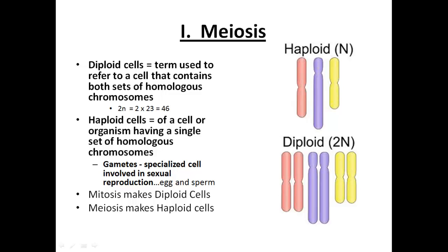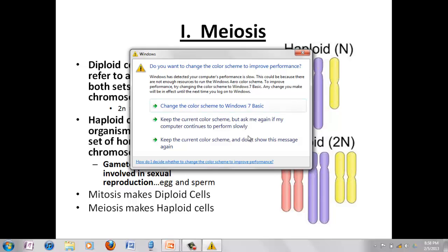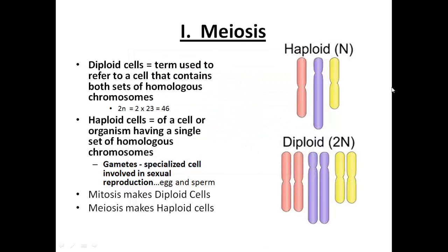And the end result of mitosis is a diploid cell. End result of meiosis is a haploid cell. And then on your right-hand side, you could see for haploid, you've got 3 chromosomes there. And for your diploid cell below, you've got your diploid cell with your sets of chromosomes.